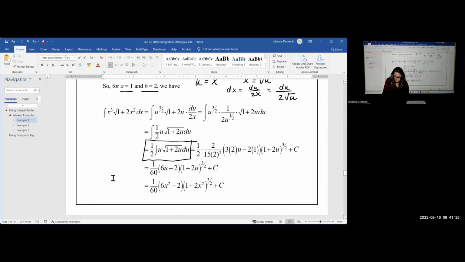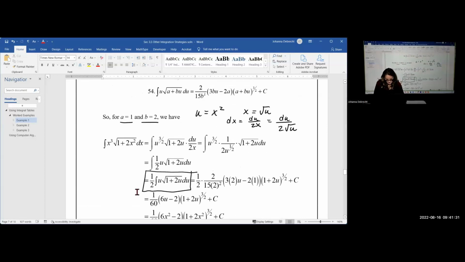So the pattern that we have is going to be 1/2. Oh, I've got it all off the screen. We can't see it. Let me scroll back a little bit. So I've got 1/2 from the outside of the integral. And then the pattern is 2 over 15b squared. So 2 over 15, b was 2, so 2 squared. Then 3 times b times u, 3 times 2 times u.